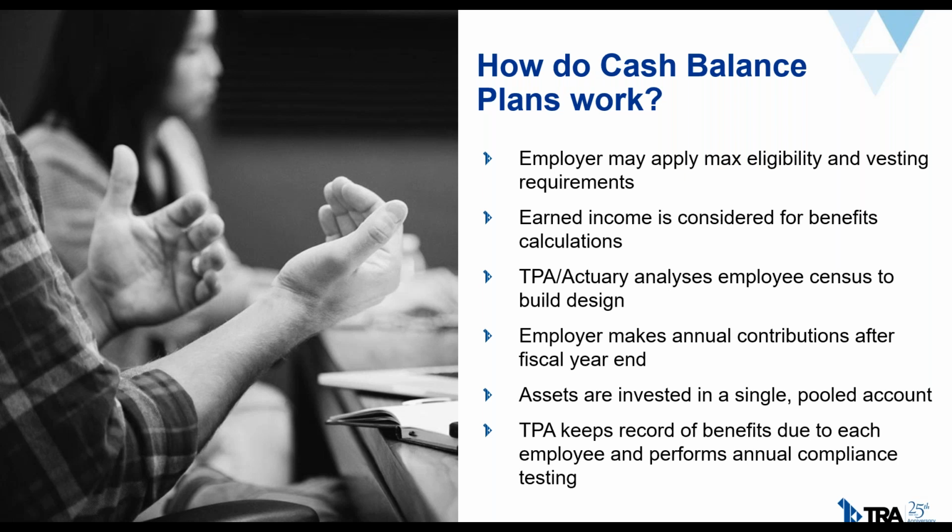You have one account. If you've got 30 people in the plan, or 28 people, or 10 people, you don't have that many accounts to deal with all the time. You have one pooled account with a consistent investment objective that we'll discuss in a little bit when it comes to the cash balance plan. The TPA keeps record of all the benefit accruals and performs annual compliance testing, generates participant statements, and also does the actuarial valuation, and we certainly hope that TRA can be that TPA for you.